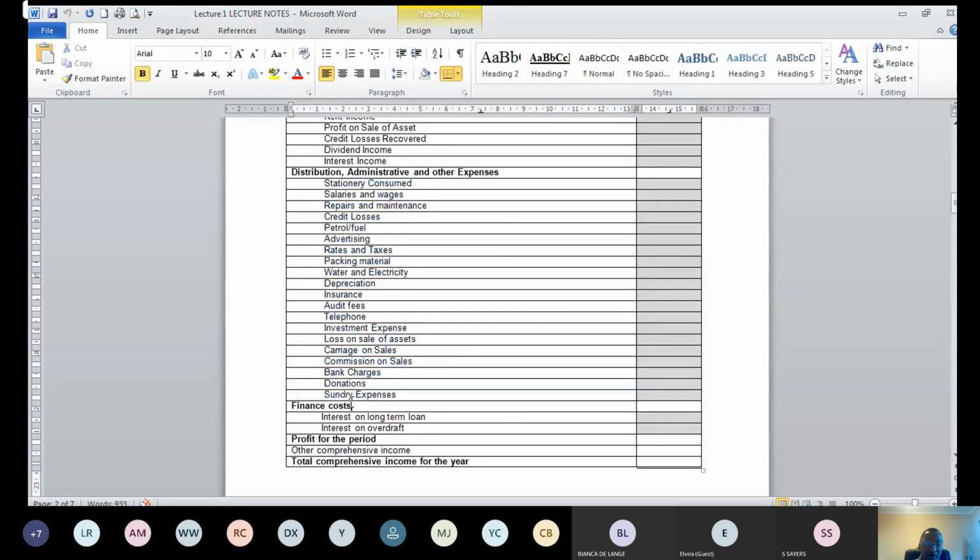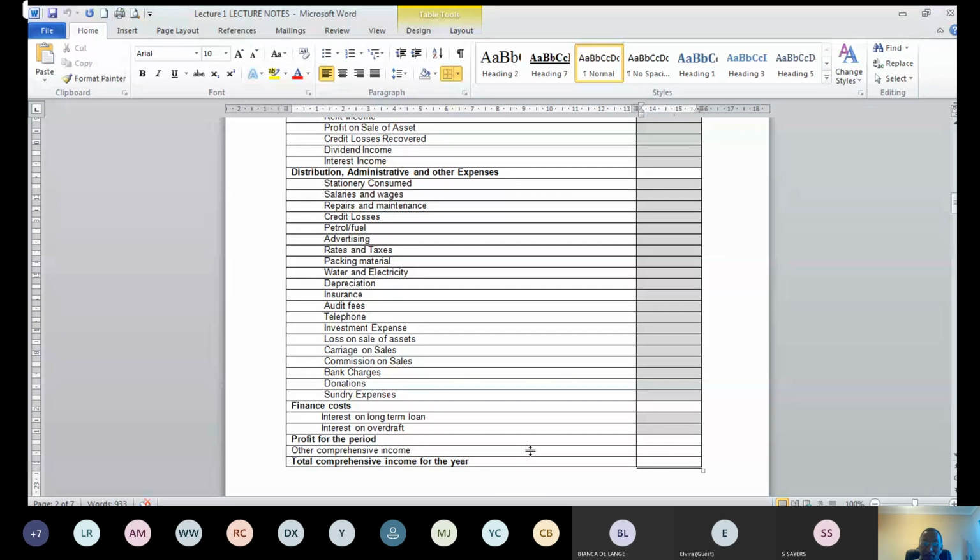Finance costs. Finance cost will consist of your interest on loan and your interest on overdraft. Block that and add it up. Then we will calculate the profit for the period. Remember, the profit for the period is now the gross profit plus other income minus distribution, administrative, and other expenses minus your finance cost, and that will give you the profit for the period.